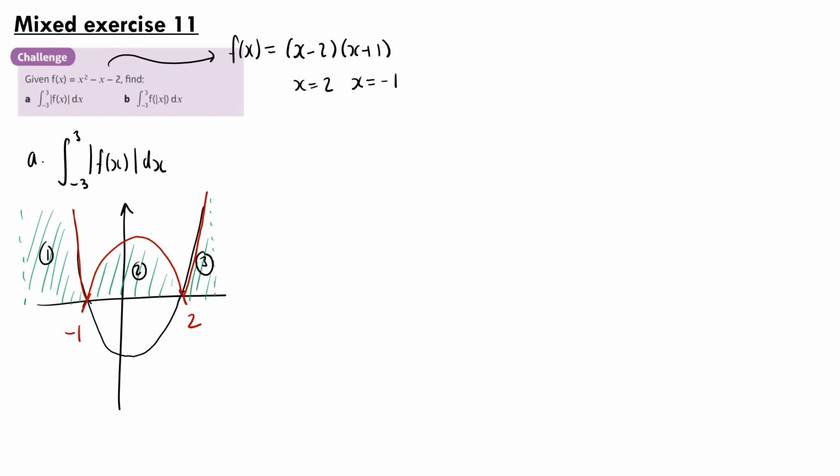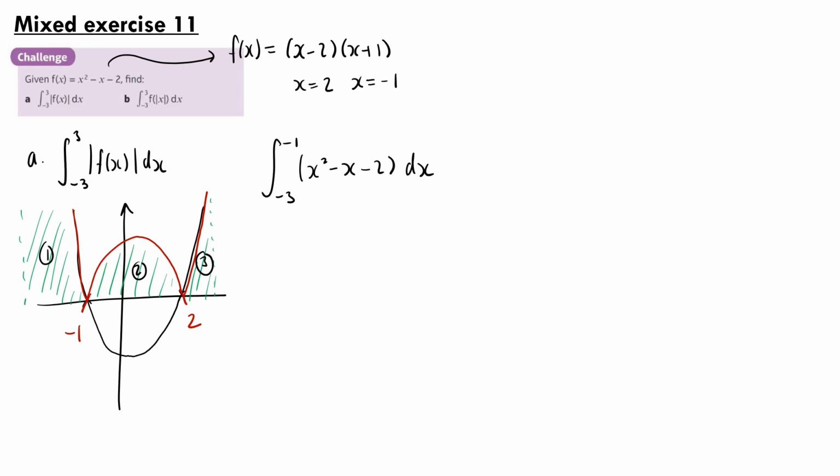For this first section, we're going to have the integral from minus 3 to minus 1 of positive f of x. So this is where f of x is above the x-axis naturally, before we even take the modulus sign. So the integral from minus 3 to minus 1 of just f of x, x squared minus x minus 2.